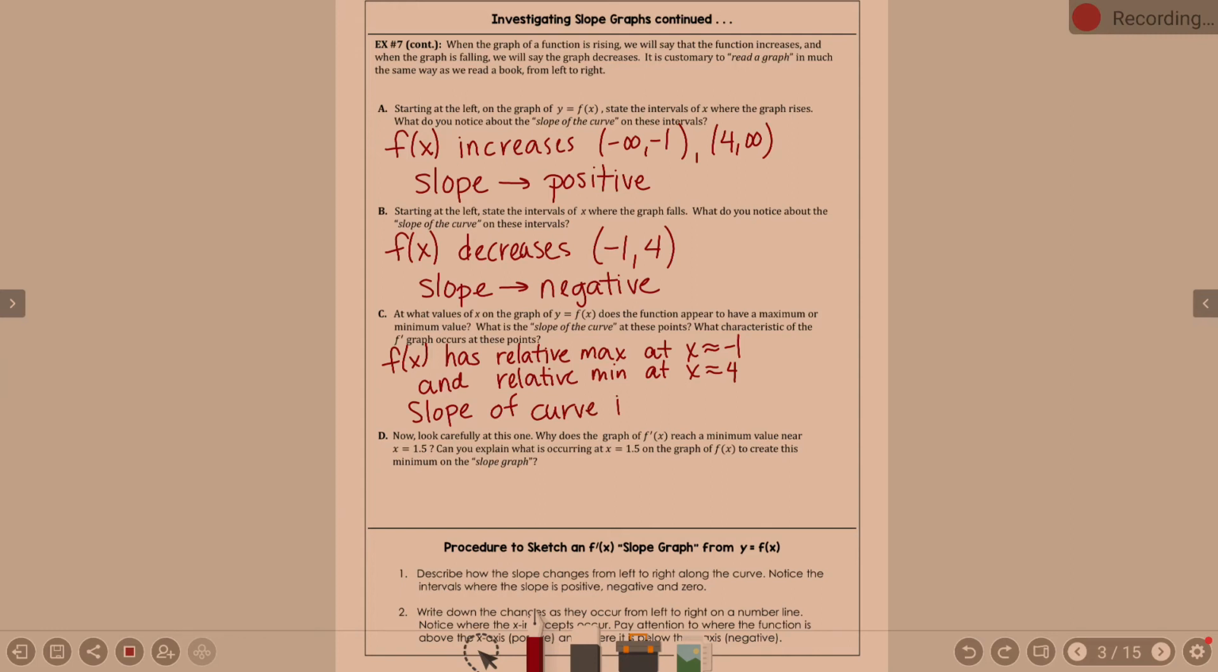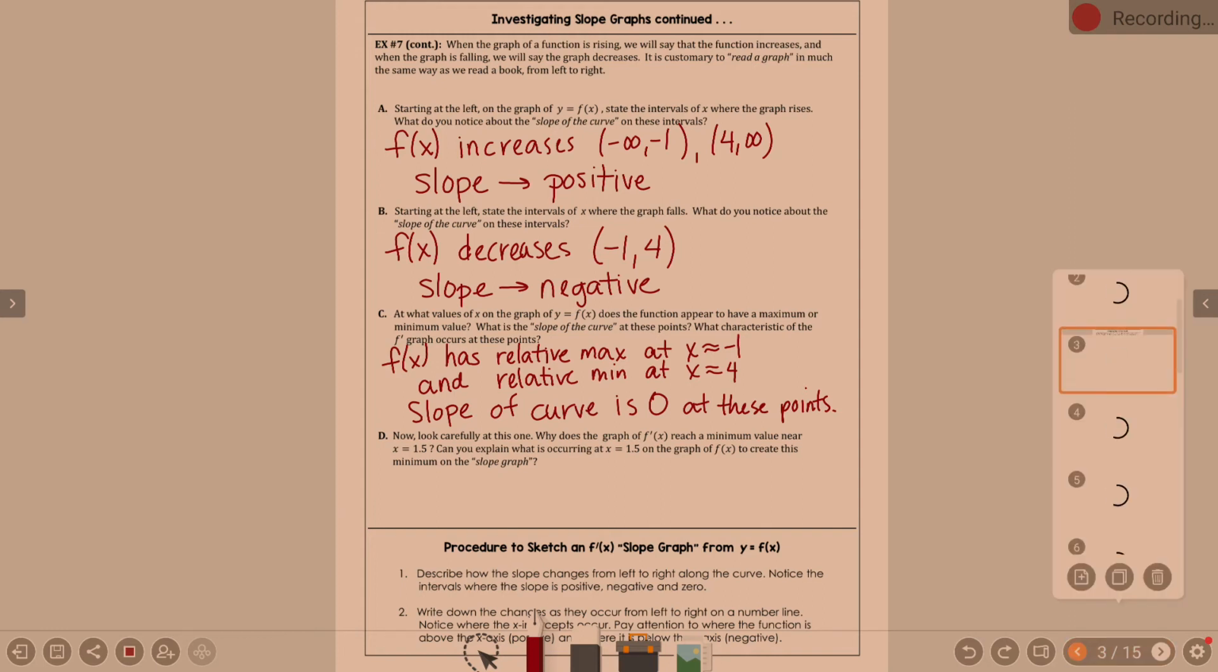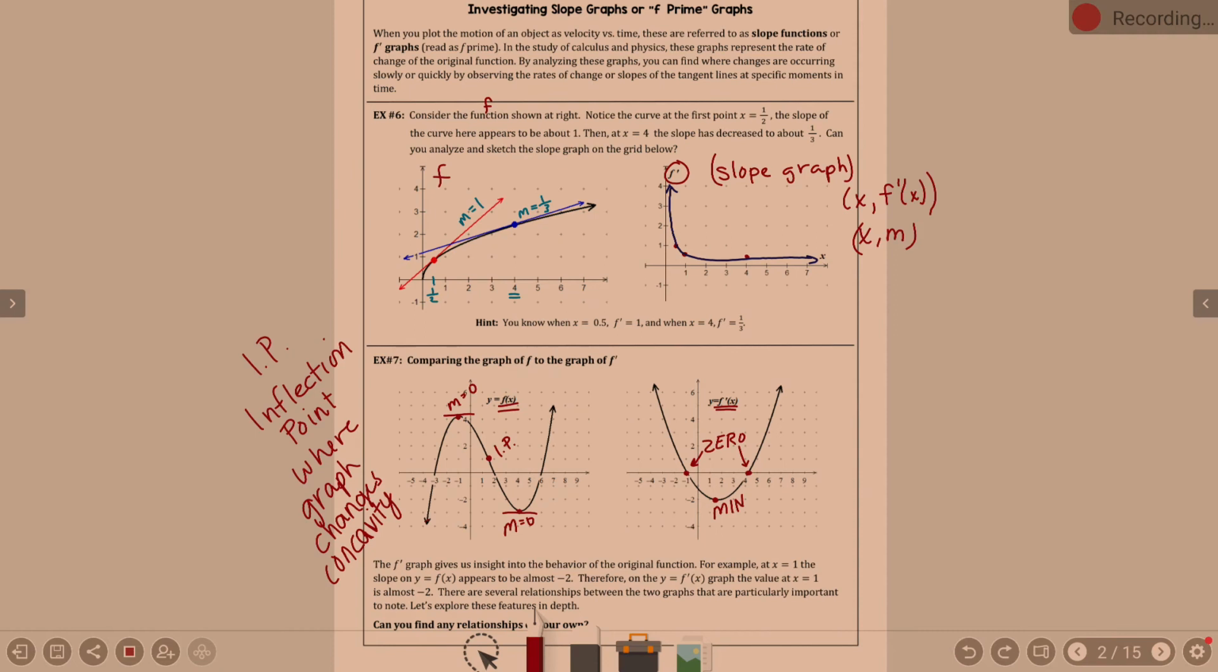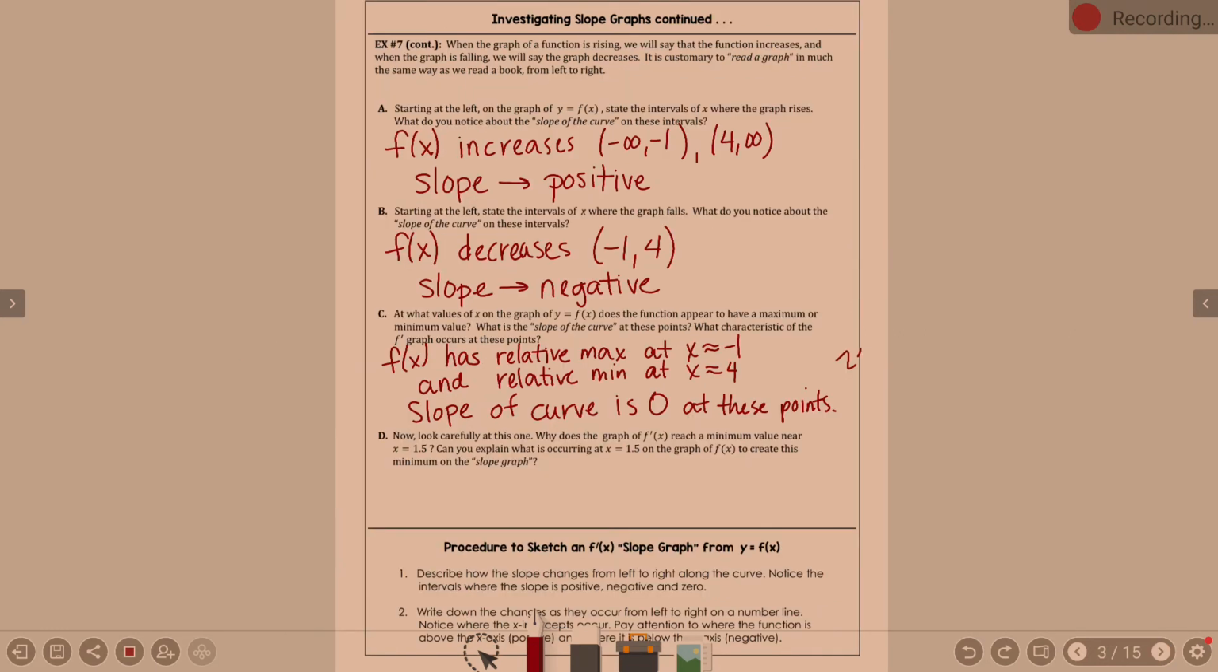Slope of the curve is 0 at these points. And I didn't leave myself room. What characteristic of the f prime graph occurs at these points? Okay, when the slope is 0, it creates a 0 on the graph, yes? Or x-intercepts. We already talked about this too.